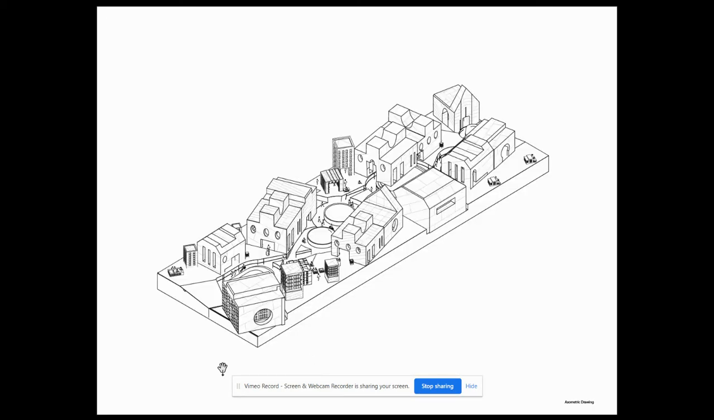So from this axonometric, you can see there are seats, there are follies, there are shells, and they all play with different scales. There are fountains, which are even smaller.